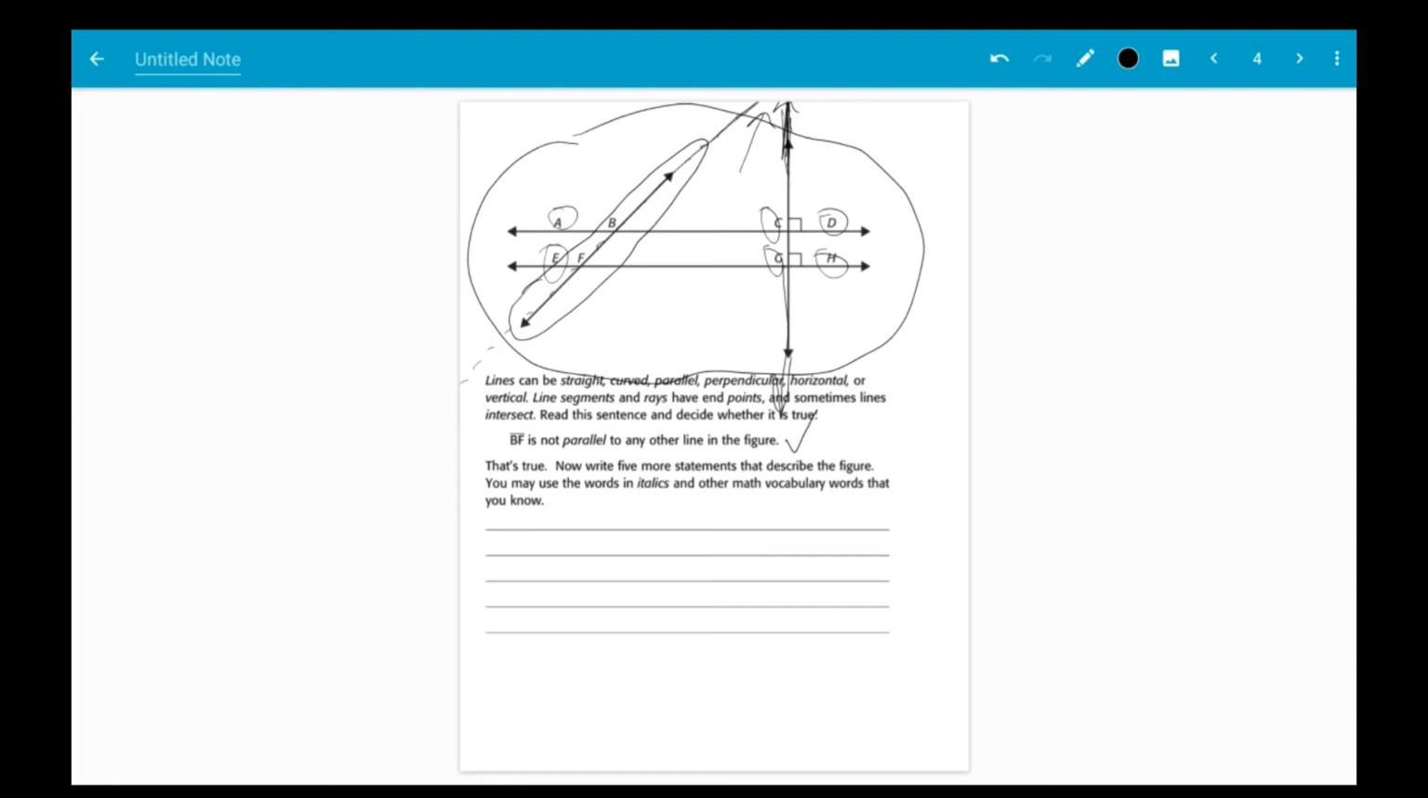Now what they want you to do is write 5 more statements based on what you see. You must use the words in italics and other math vocabulary words that you know. So straight, curved, parallel, perpendicular, horizontal, or vertical. I want you guys to pause this video right now and try making 5 statements on your own, and then play the video again, and I'll break it down for you. I know it's a little tricky, but try your hardest, and I'll break it down in just a few seconds. So try hard.